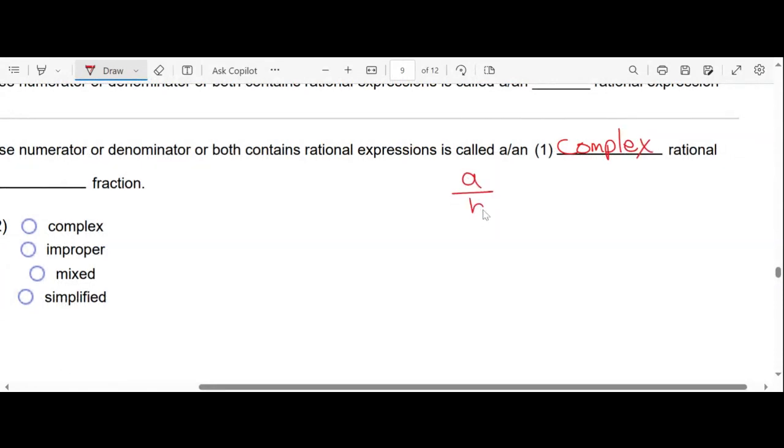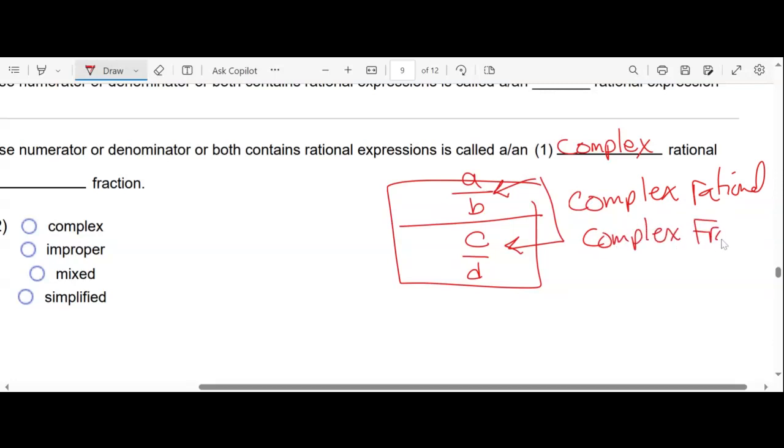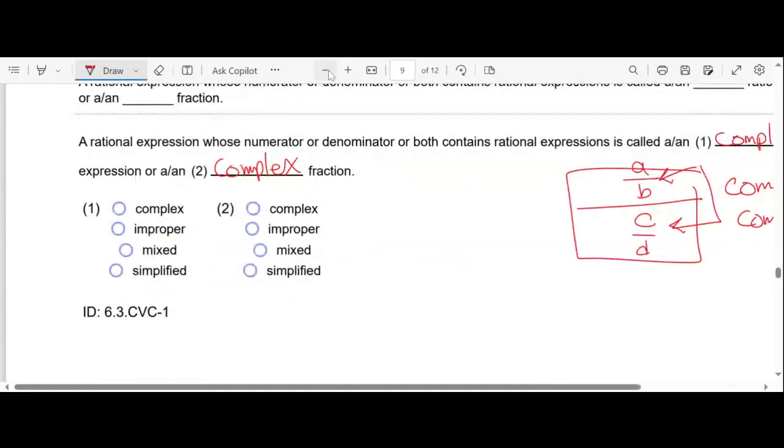Like something like this: A over B over C over D. So you have here, this is together called complex, right? Complex rational, or you can say complex fraction. Both of them have the same meaning. So here, complex fraction. Okay? So I think this is the last question.